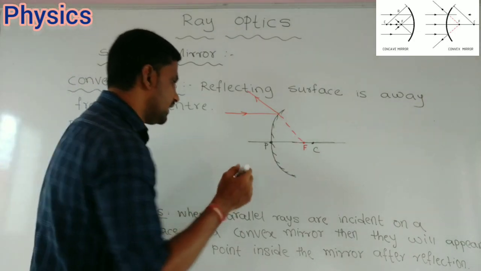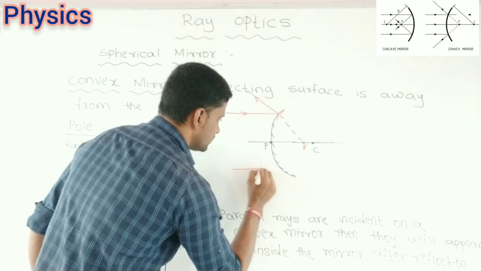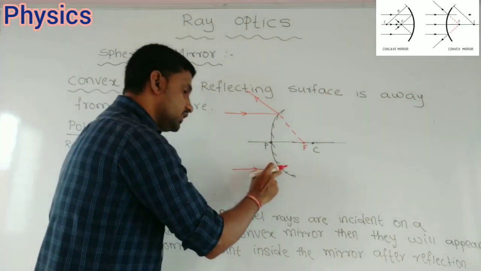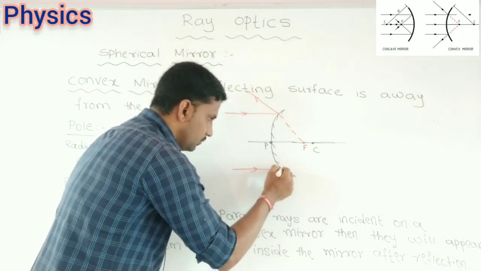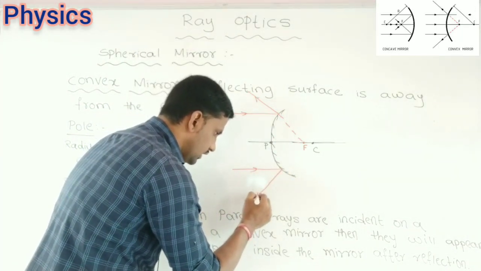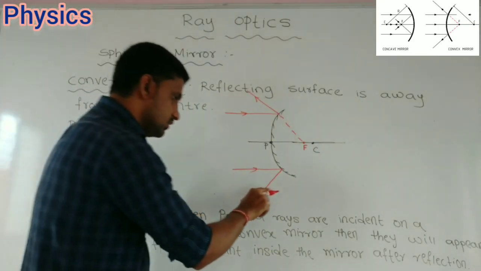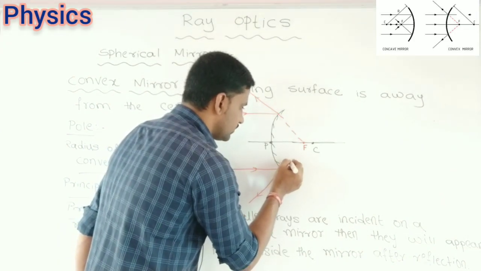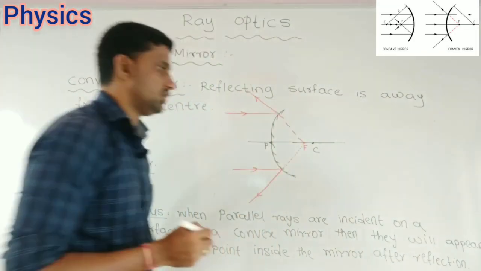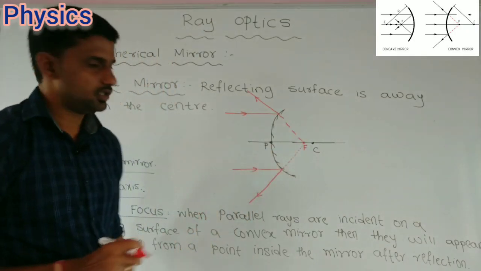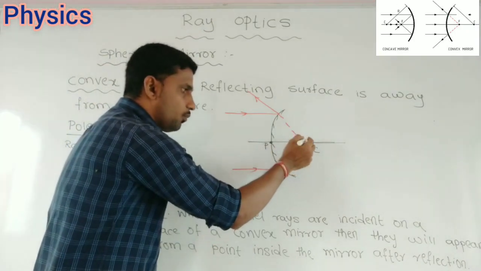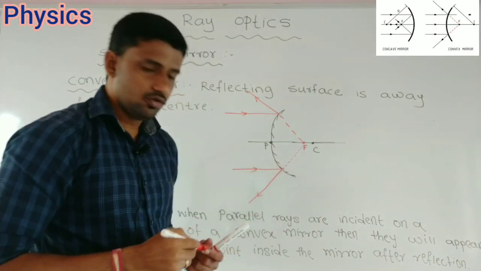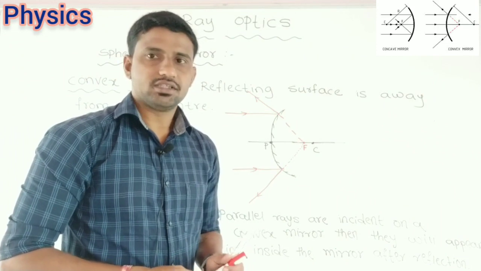Suppose I take another parallel ray of light and make it incident like this. After hitting the reflecting surface, it bounces back like this, and this reflected ray appears to diverge from some point inside the mirror. So that point is a focus. If I extend this, I get a point inside the convex mirror, and that point is called the principal focus in the case of a convex mirror.